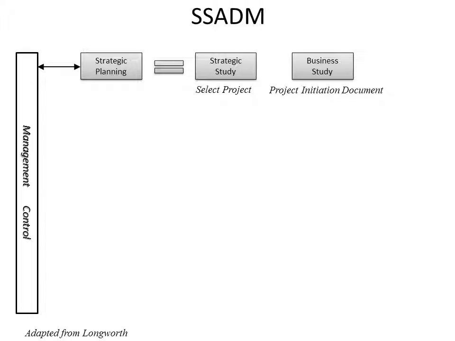So, under management control you've got the strategic planning, which incorporates the strategic study, which is selecting the project, and then the business study, which involves the project initiation document. And once the IT strategic team and business managers decide to follow a course of action to meet their business need, the analysis begins.